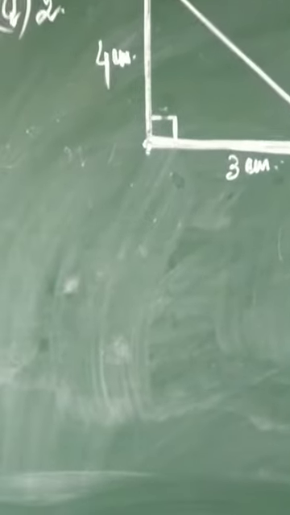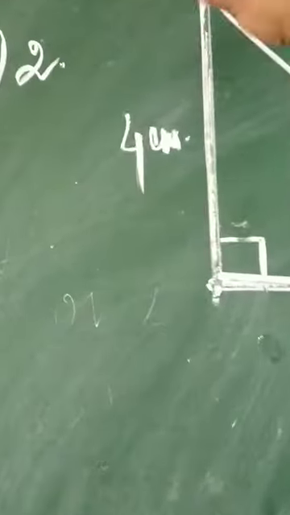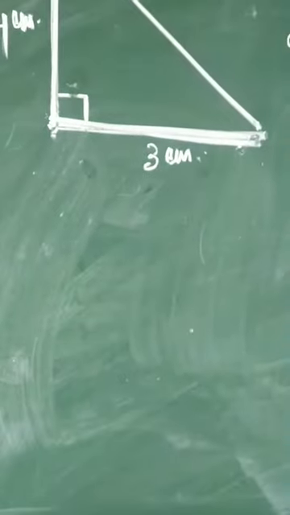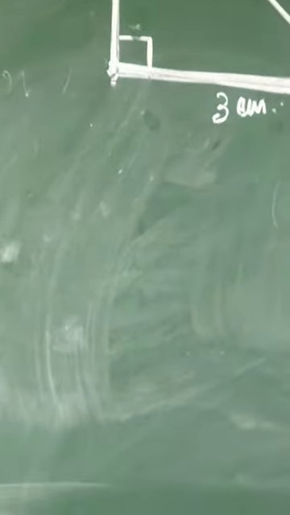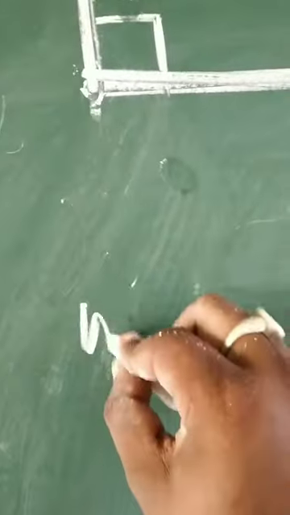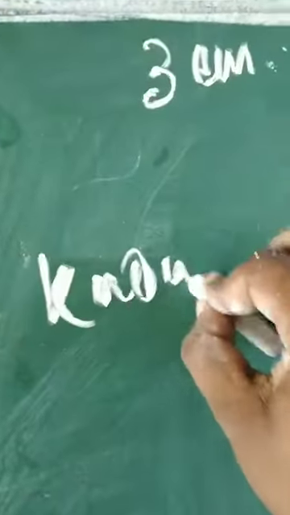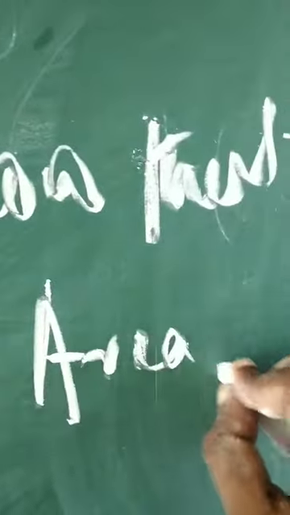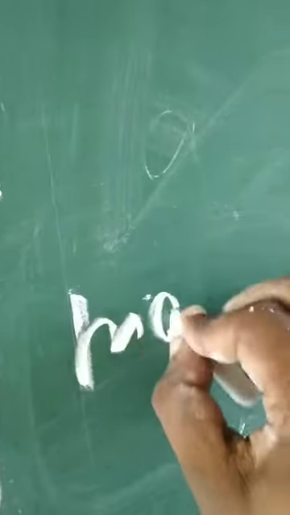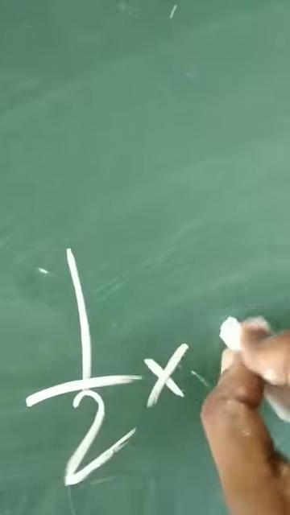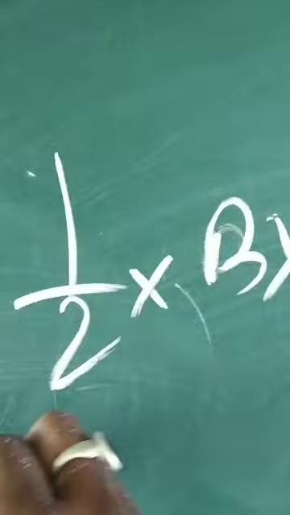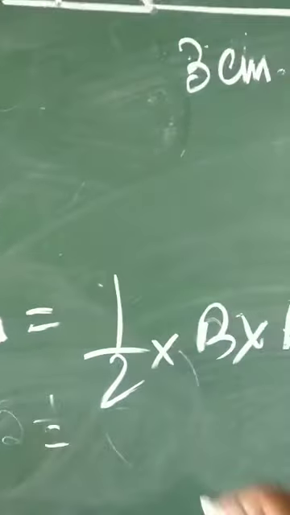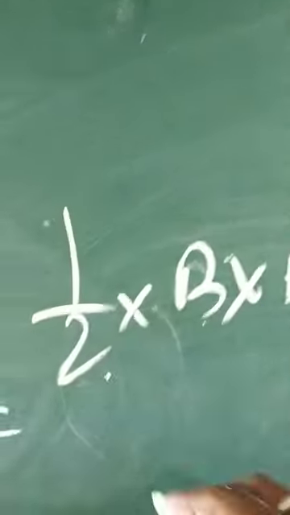So here in this particular figure, the height is 4 centimeter and the base is 3 centimeter. So children, we are going to find the area of this triangle. We will write the formula. We know that area of triangle is equal to half into base into height. Fine? Half into base into height.